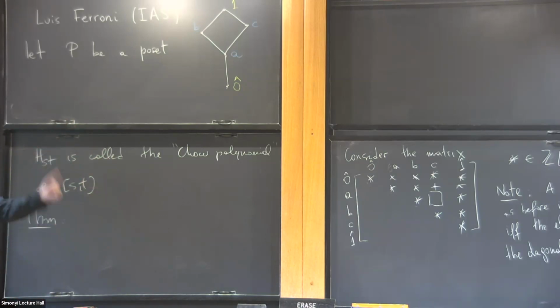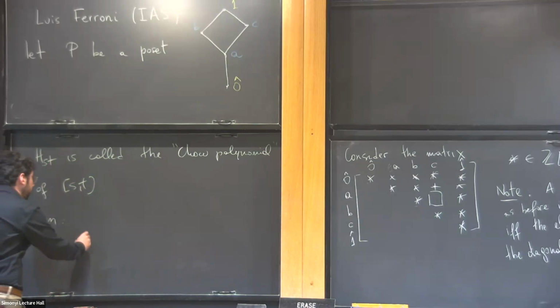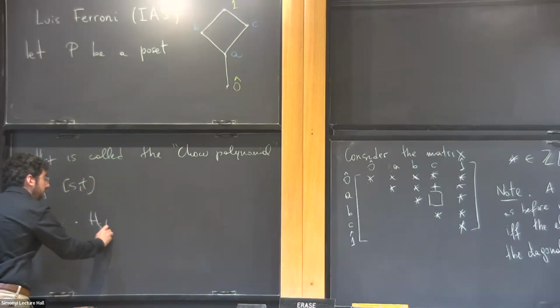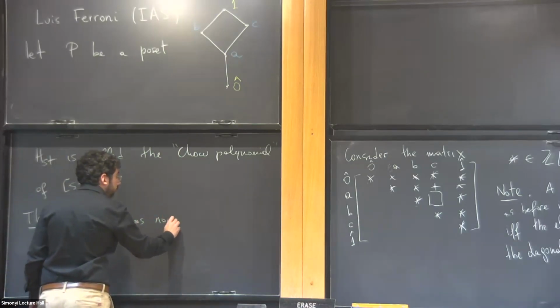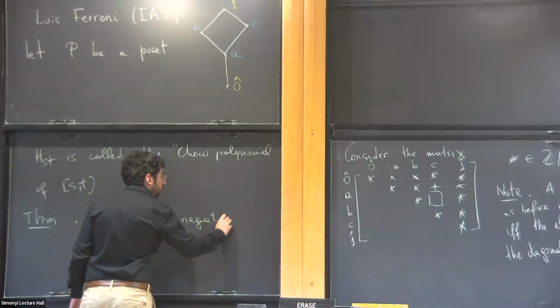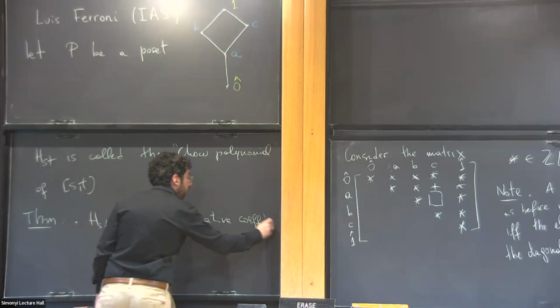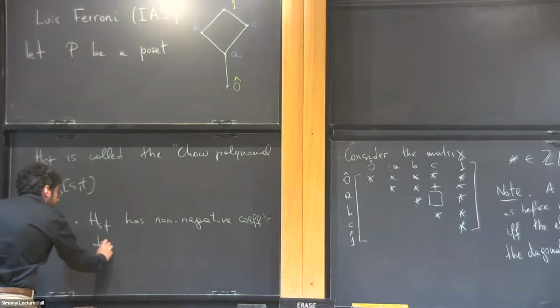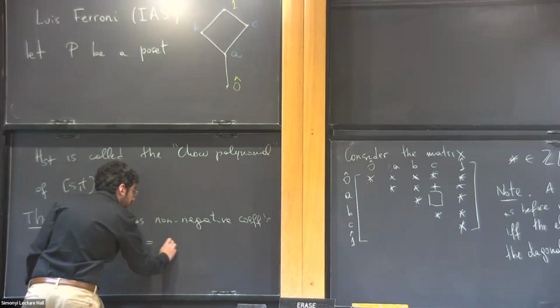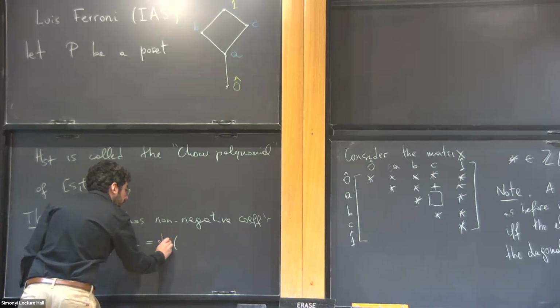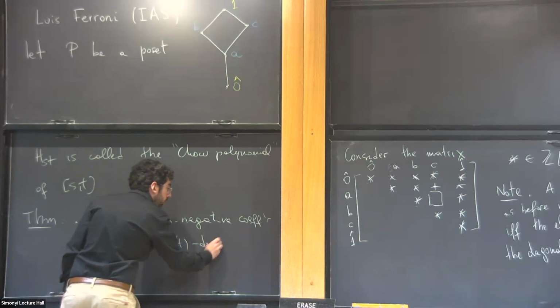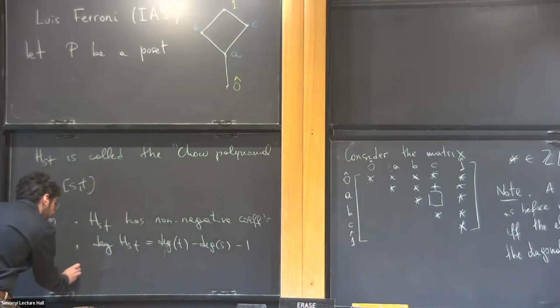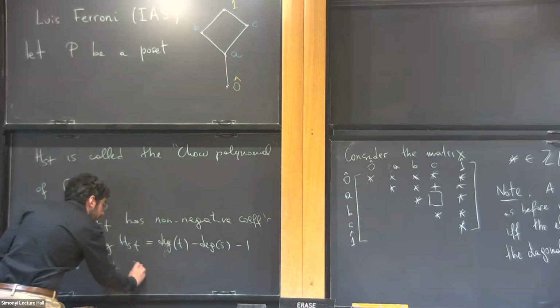I am inverting this element, so I don't expect any sign pattern to appear in this H. But the theorem is that it does appear. All the coefficients of H are positive. So theorem: HST has positive coefficients. Furthermore, the degree of HST is always equal to the degree of T minus the degree of S minus 1. HST is palindromic.